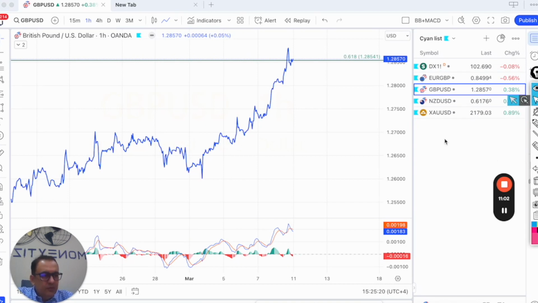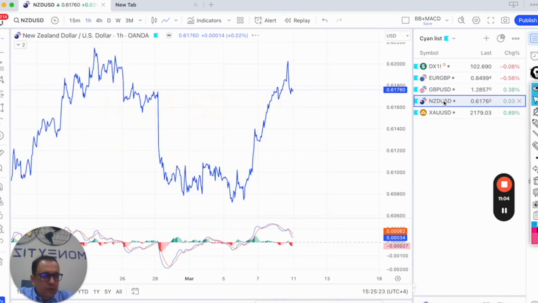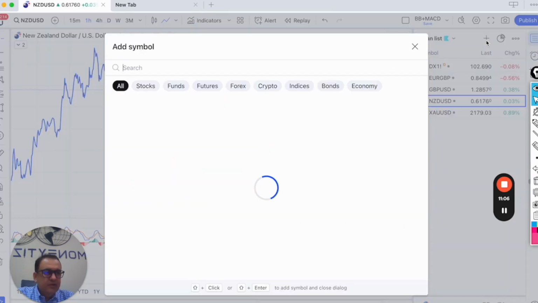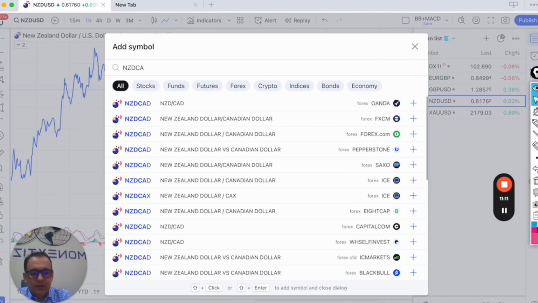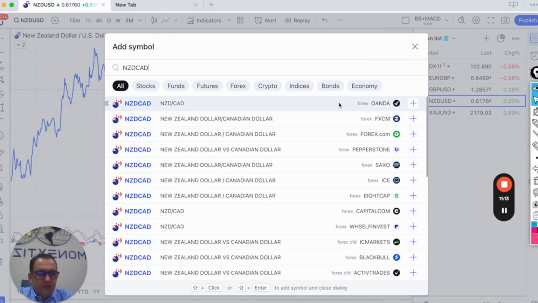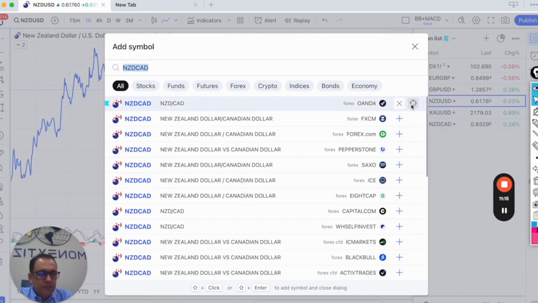Now let's move to the New Zealand dollar. Instead of New Zealand dollar, I'll change it to NZD/CAD. We have already done one currency pair against the dollar. So let's see what's happening with NZD/CAD.